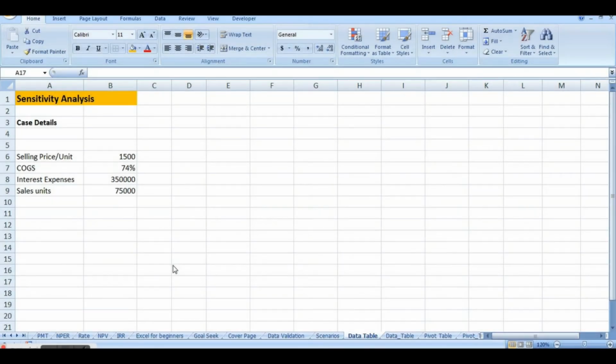Hello friends, today we will be learning how to do sensitivity analysis in Excel. Sensitivity analysis in Excel is done through a data table function. What is sensitivity analysis? It is simply finding out the impact of multiple variables on one particular variable or desired variables. So let us try to see it with one small simple example.